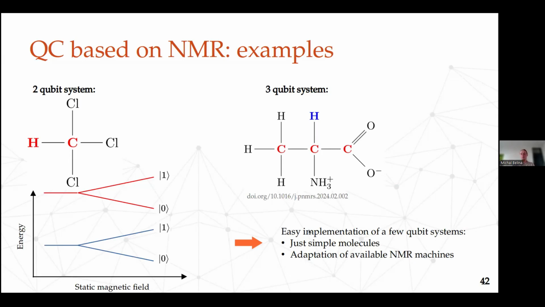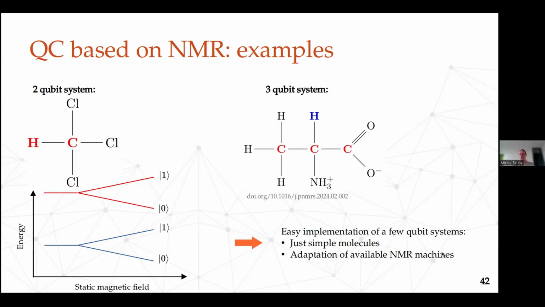There are a few really important nice things about these architectures. Your quantum computer is just a single simple molecule like this. This can cause a little bit of cancer, but it's a really simple molecule. And there are many NMR machines, so it was just necessary to adapt these NMR machines to play with a really small few-qubit system.